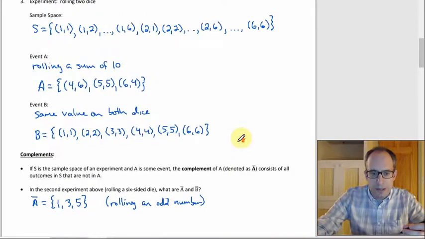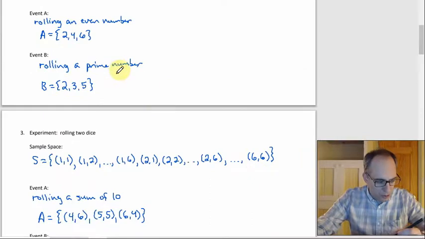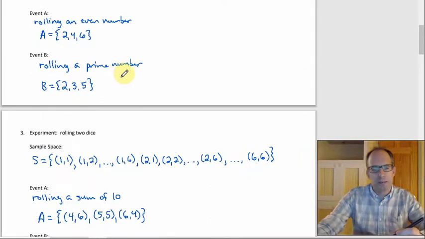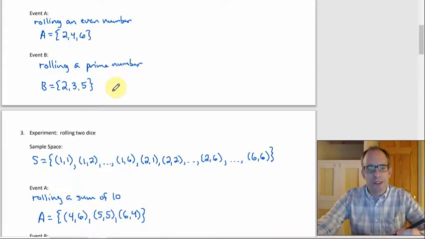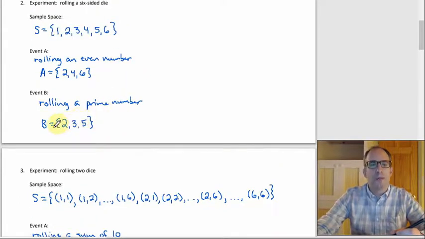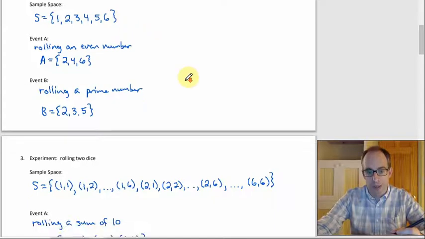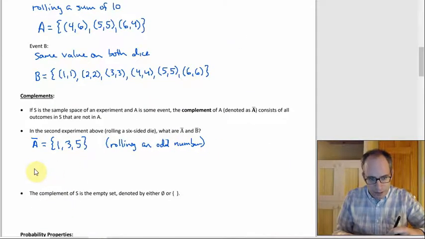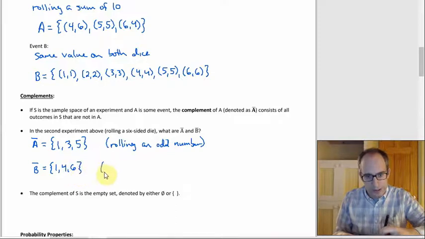And then let's see, B, so that's rolling a prime number. So I guess rolling a non-prime number. This one's a little easier, I think, just to look at what numbers are missing. So we've got 2, 3, and 5 in there. The other numbers that are in the sample space that aren't 2, 3, and 5 are 1, 4, and 6. So those are the ones that would go in B complement. So B complement will be the set consisting of 1, 4, and 6. So I guess in words, rolling a non-prime number.